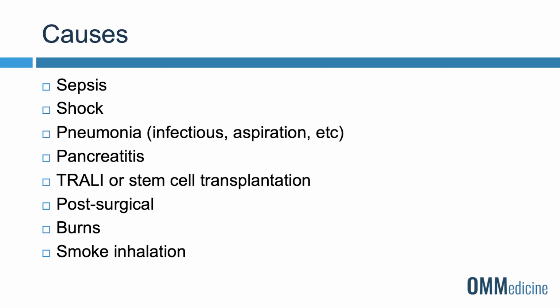Now, there are many different triggers for ARDS, as you can see on this slide. However, one of the most high yield for your boards is going to be pancreatitis. So in a patient who has pancreatitis and develops severe acute respiratory failure, we need to suspect that they may be having ARDS secondary to the pancreatitis.